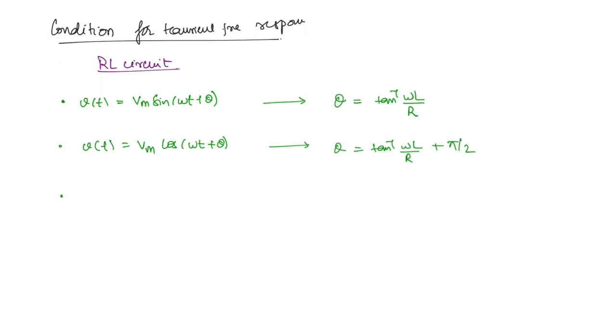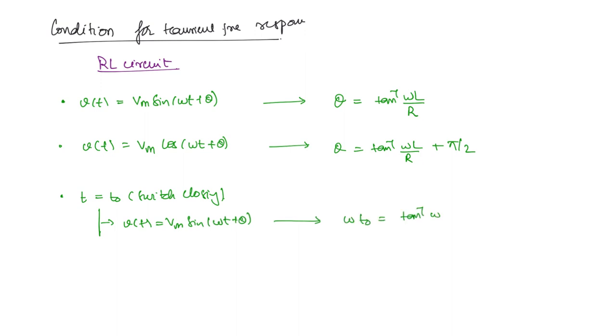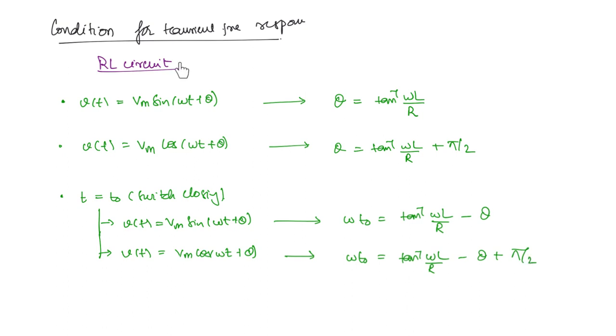And what was the other thing? When the switch is closed at t is equal to t naught. In this case, when v of t is equal to Vm sine omega t plus theta, the condition is omega t naught is equal to tan inverse omega L by R minus theta. And when it is a cos function, Vm cos omega t plus theta, then omega t naught should be equal to the same angle, just with plus pi by 2 added. This is for the RL circuit.